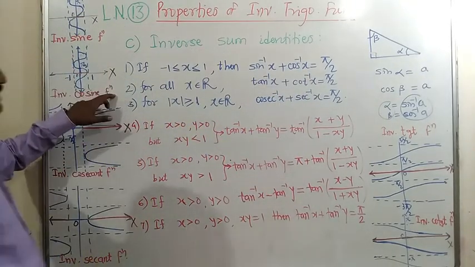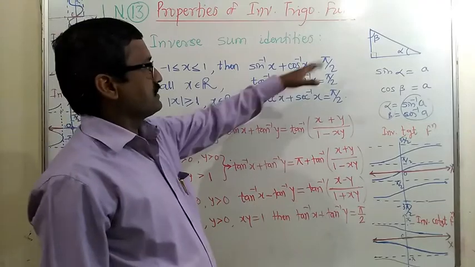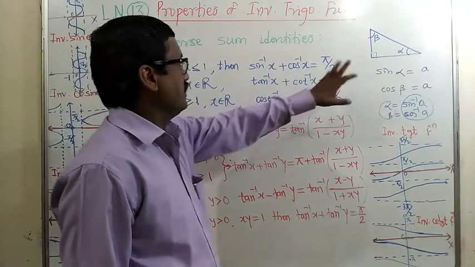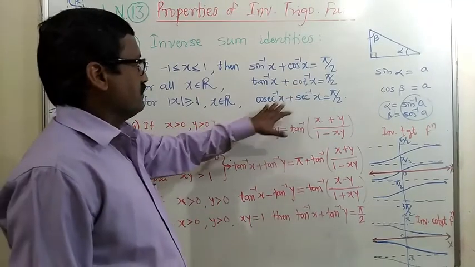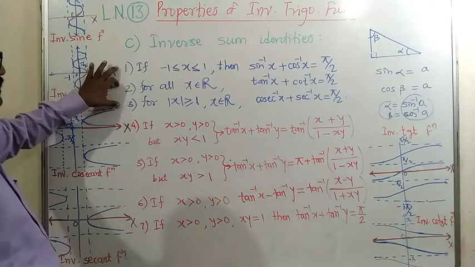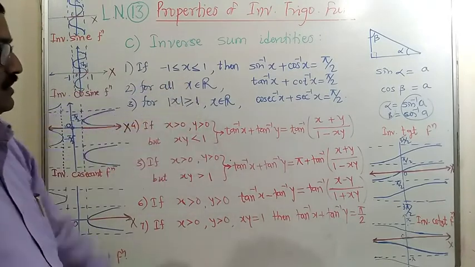For the second one, in case of tan inverse x and cot inverse x, in the same right angle triangle we can prove that tan inverse x plus cot inverse x is equal to pi by 2, and cosec inverse x plus sec inverse x is equal to pi by 2. So these are the three results related to their respective domains.